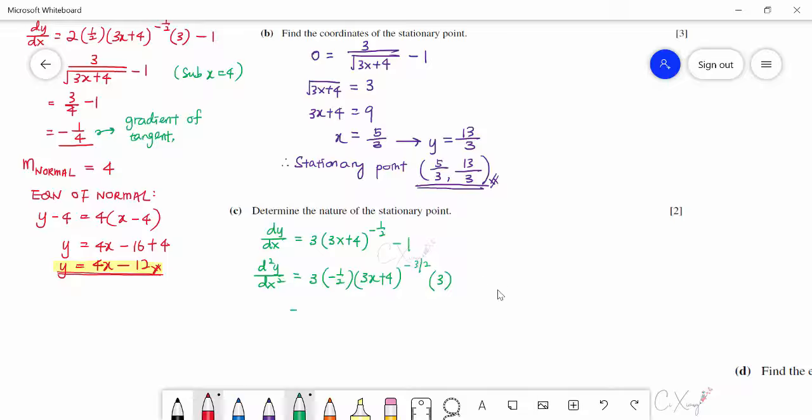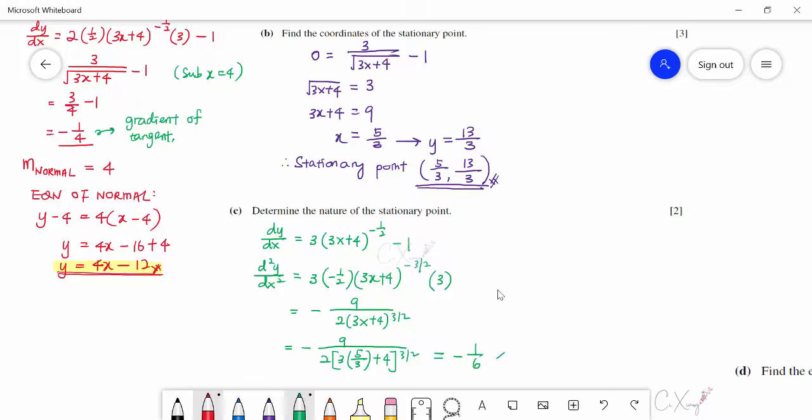Okay, so we try to simplify this whole thing here. I will have negative 9 over 2, then (3x + 4) to the power 3 over 2. Then of course, to get the value for the second derivative, you need to substitute the coordinate for your stationary point. So our stationary point, the x is 5 over 3. When I substitute the value here, I will have negative 1 over 6 eventually.